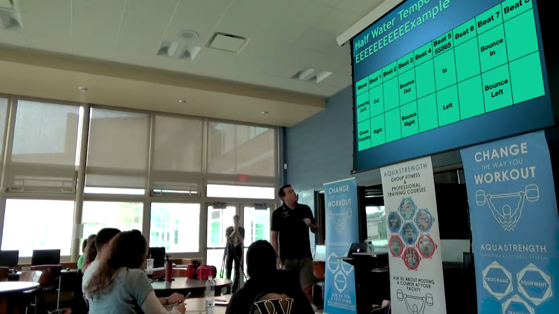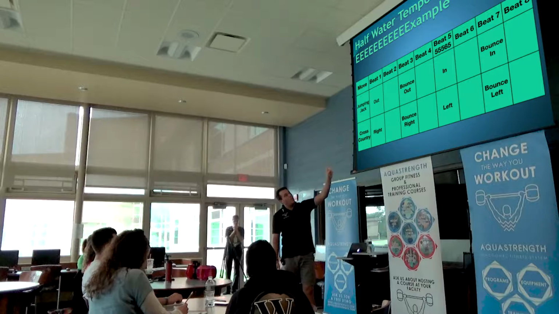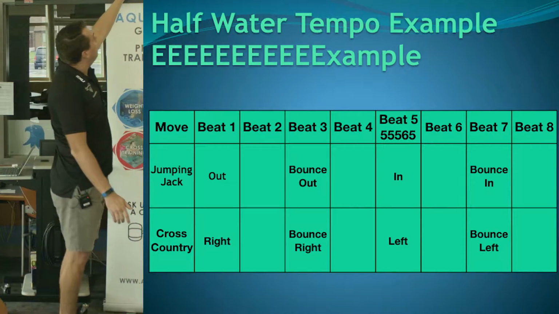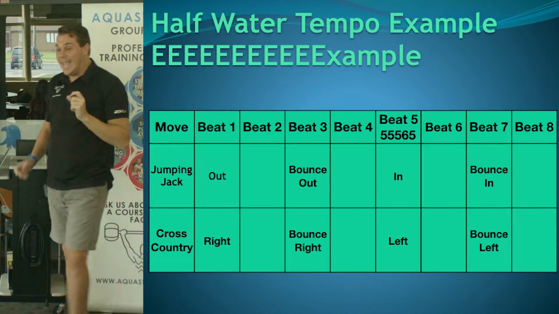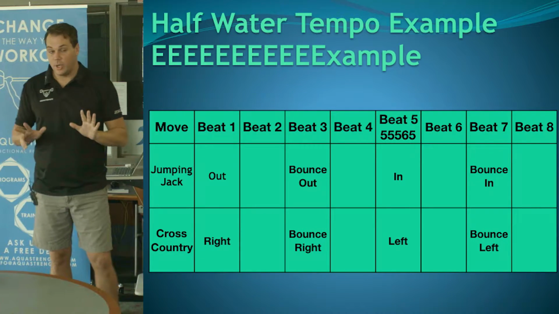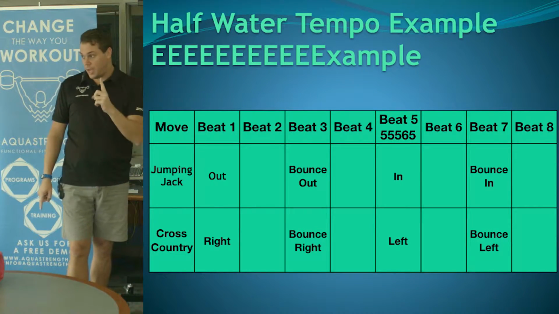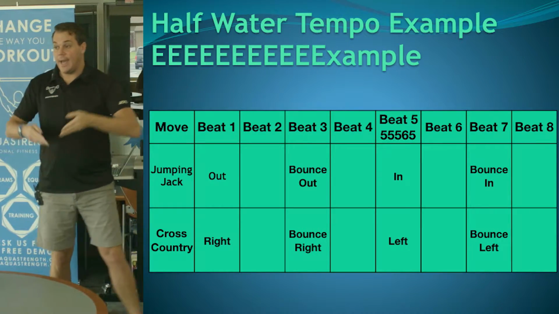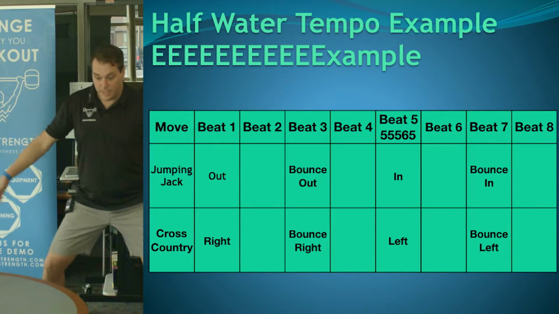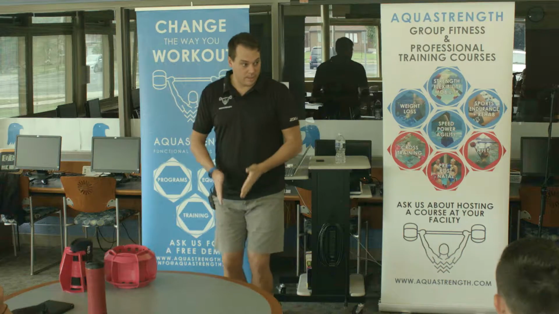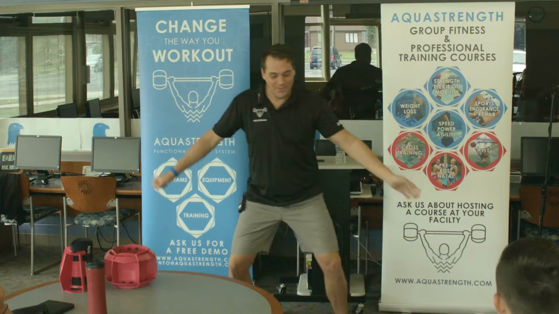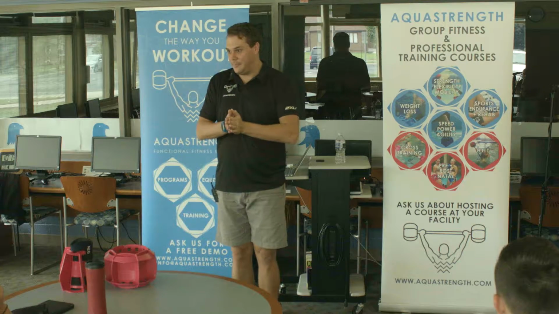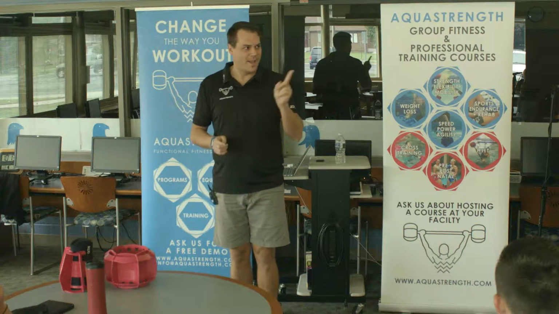So in this example, a jumping jack, you're actually only getting one full jack on beat 1, you're bouncing on 3, you're bouncing in on 4. So in 8 musical counts, you're getting 1 jumping jack. So it's a jack, bounce out, and a jack, bounce in.